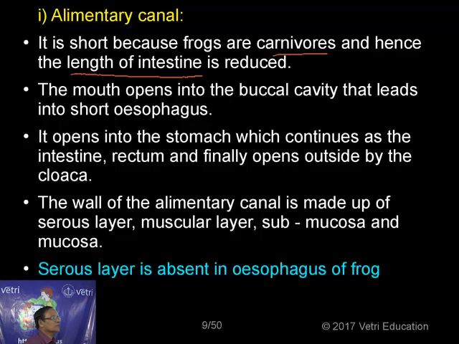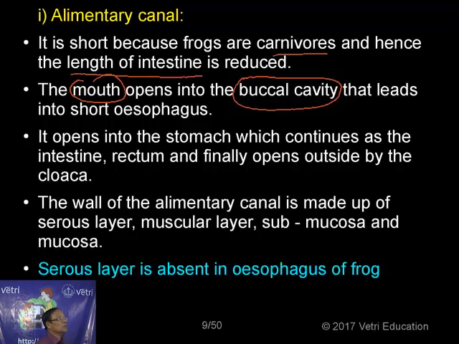Then what are the components? We have the mouth. The mouth opens into the buccal cavity. Teeth are present in the buccal cavity, as I mentioned already. But in the mandible, the lower jaw, the teeth are absent. We have only maxillary teeth in the upper jaw and also vomerine teeth.